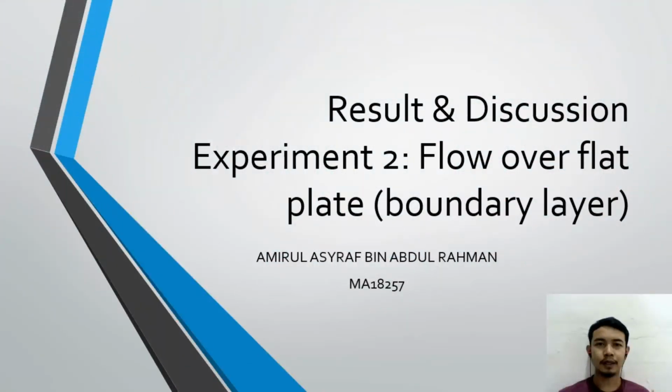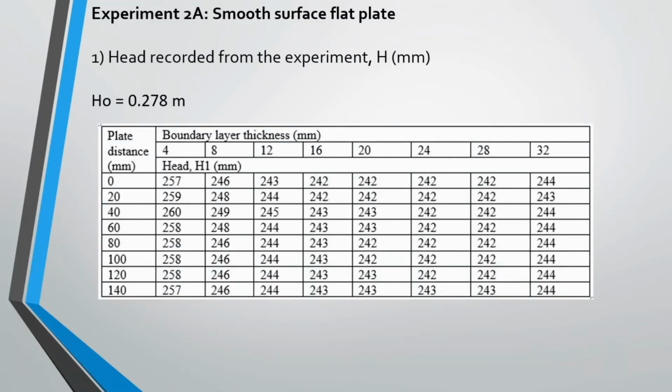Assalamualaikum. My name is Amirul Ashraf bin Abdul Rahman, metric number MA18257. I will continue on experiment 2, flow over flat plate or boundary layer. So this experiment is divided into two parts. The first one is by using the smooth surface flat plate. So the table shown are the data obtained from the experiment.